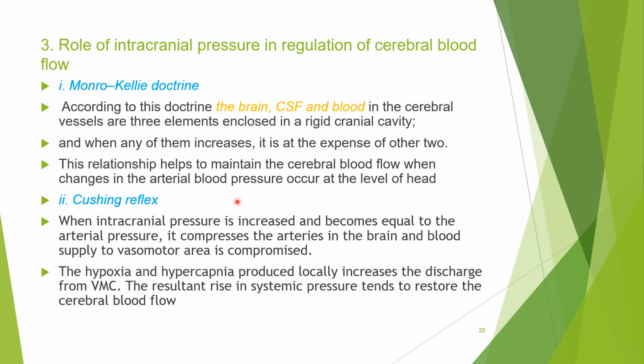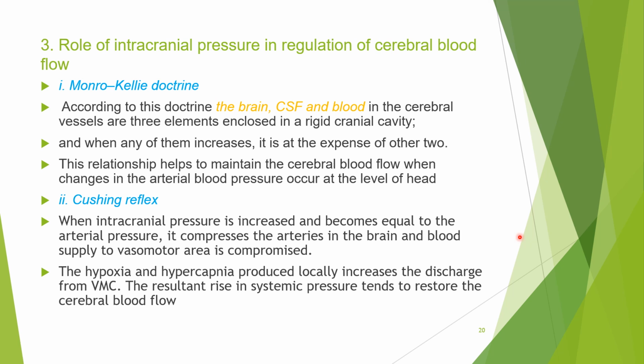So here, what happens when intracranial pressure is increased and becomes equal to the arterial pressure? There is no blood flow. It compresses the arteries in the brain and blood supplied to that particular part is severely decreased. Hypoxia and hypercapnia produced locally increase the discharge from the VMC, that is, the vasomotor center. The resultant rise in systemic pressure tends to restore the cerebral blood flow.